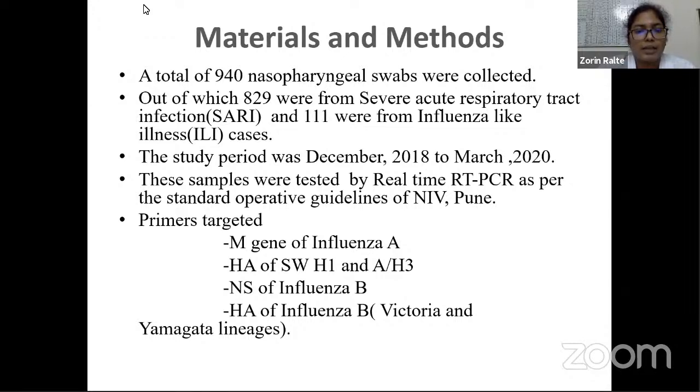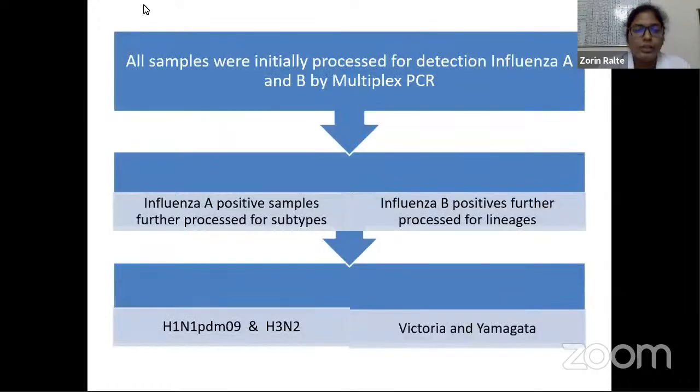Primers targeted were M gene of influenza A, HA of swine H1 and AH3, NS of influenza B, HA of influenza B lineages, that is Victoria and Yamagata. All samples were initially processed for detection of influenza A and B by multiplex PCR. Influenza A positive samples were further processed for subtypes, that is H1N1 pandemic 9 and H3N2. Influenza B positives were further processed for lineages, that is Victoria and Yamagata.